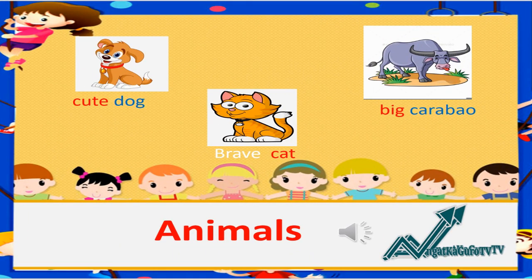Another example of adjectives: cute dog, big carabao, brave cat. The words cute, big, and brave are adjectives. They describe the quality or modify the dog, the carabao, and the cat.